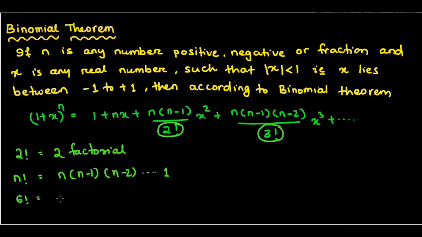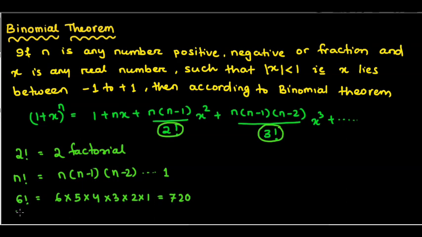So 6 factorial is equal to 6 into the previous number 5, the previous number 4, so 6 into 5 into 4 into 3 into 2 into 1. So starting from that number, I will go towards 1 and multiply all the numbers, then I will get 6 factorial. So if you multiply all these numbers, you will get 6 into 5 is 30, 30 into 4 is 120, 120 into 3 is 360, 360 into 2 is 720, 720 into 1 is 720. So 6 factorial is equal to 720.